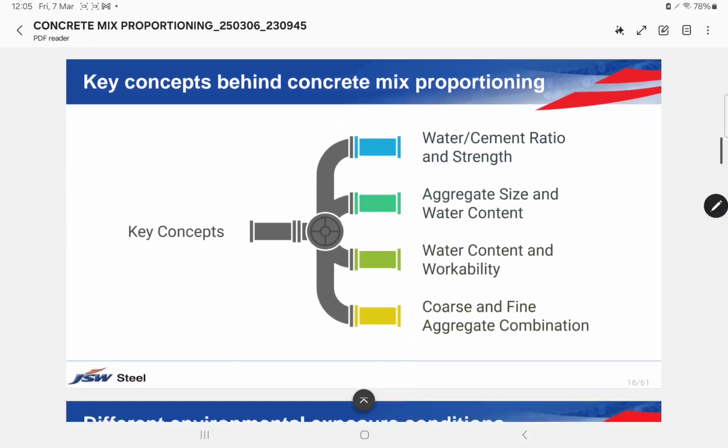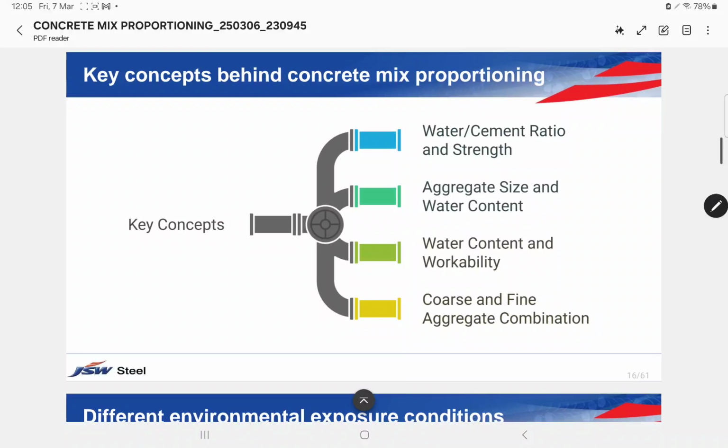Let's move on. And this is the most important part of this training session, understanding some key concepts before we move on to designing our first mix. These are some of the concepts that we need to know. What is the relationship between water cement ratio and strength? What is the relationship between aggregate size and water content? Then water content and workability, and then coarse and fine aggregate combination. We will discuss everything one by one.